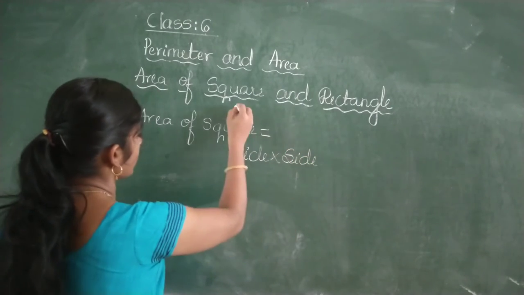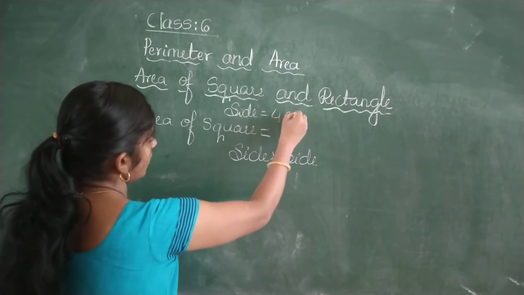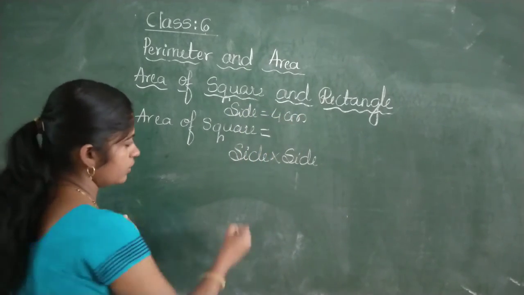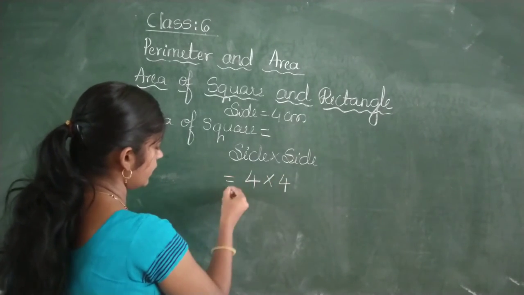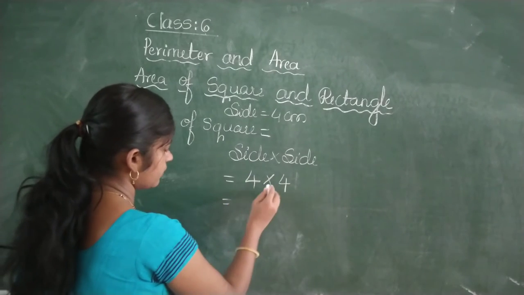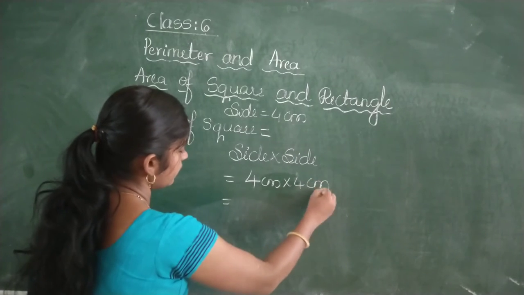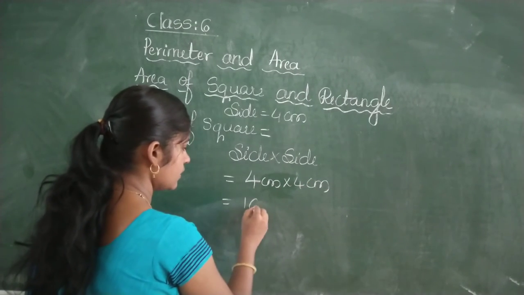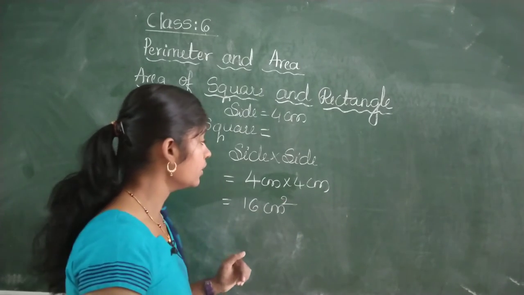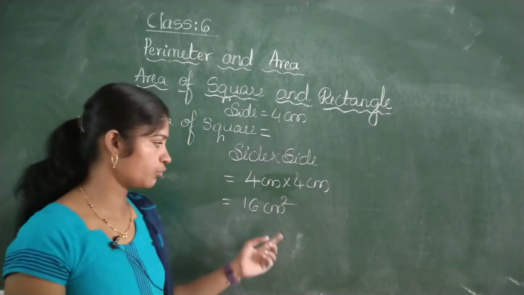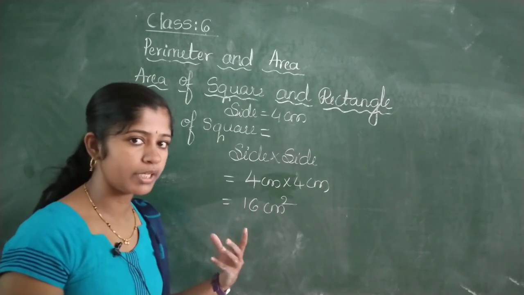So I will take one example. Side is equal to 4 centimeter. So what is the side given here? 4 into 4. So write 4 centimeter into 4 centimeter. 4 fours are 16 centimeter square. We are measuring area in square units. Don't forget to write square units. Writing the unit is also very important.